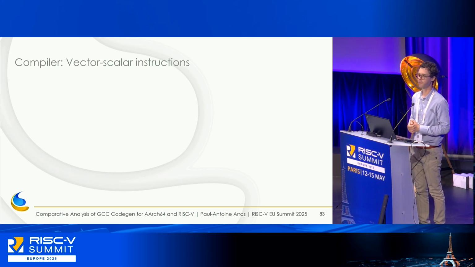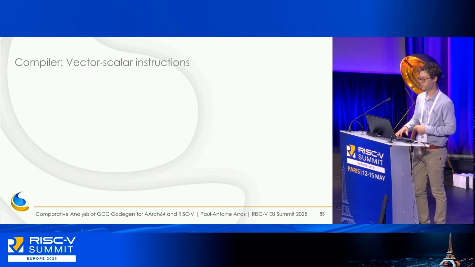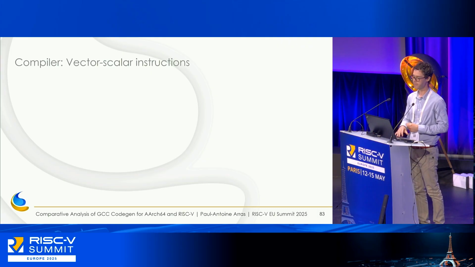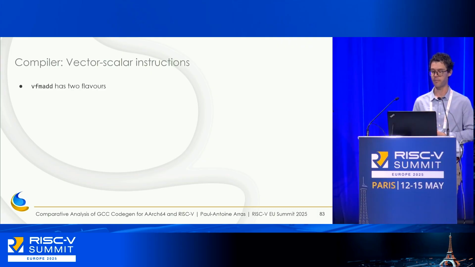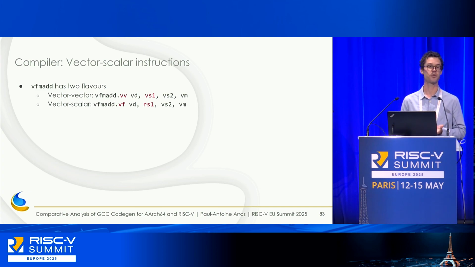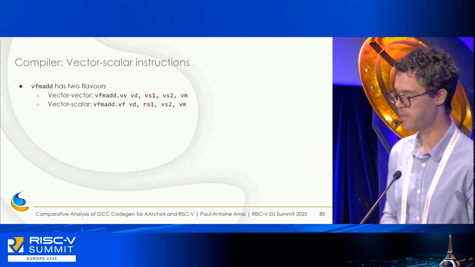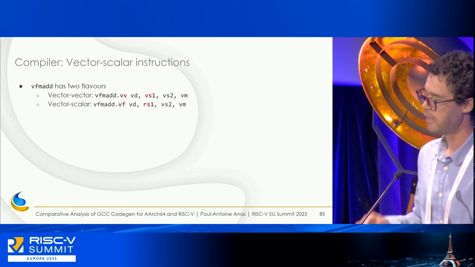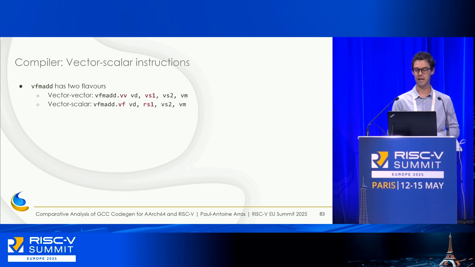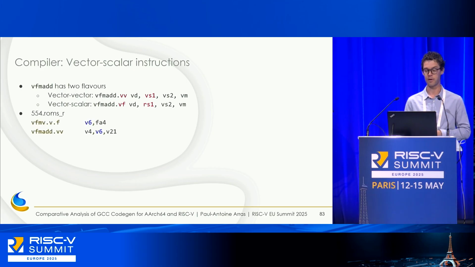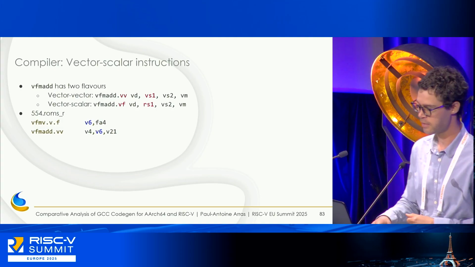I've got many more examples of that in the extended abstract if you want to take a look later. Now, another category of issue that I found is directly related to the compiler, and this has to do with vector instructions that have two flavors. It's the case, for instance, of VFMADD, which is a vector floating point multiply add. This one has two flavors, one with only vector operands, and a second one called VF, which also has one scalar operand.